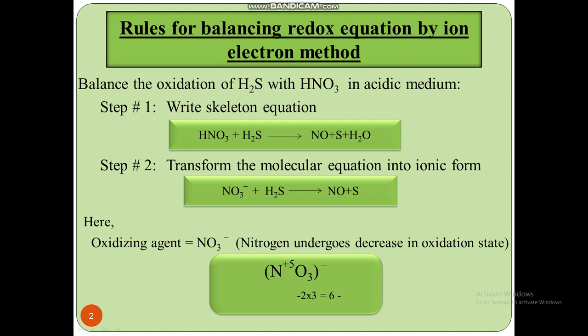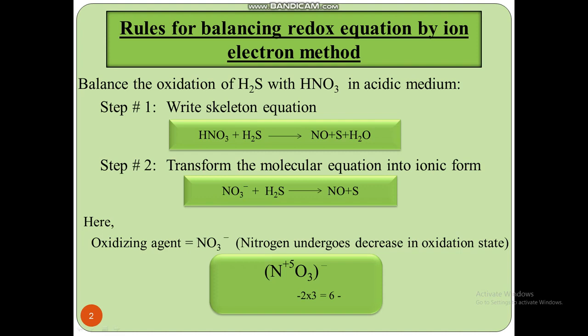Now in step number 2, we have to transform the molecular equation into ionic form. This is the ionic form of the above molecular equation. Here the oxidizing agent is nitrate ion because nitrogen undergoes a decrease in oxidation state.